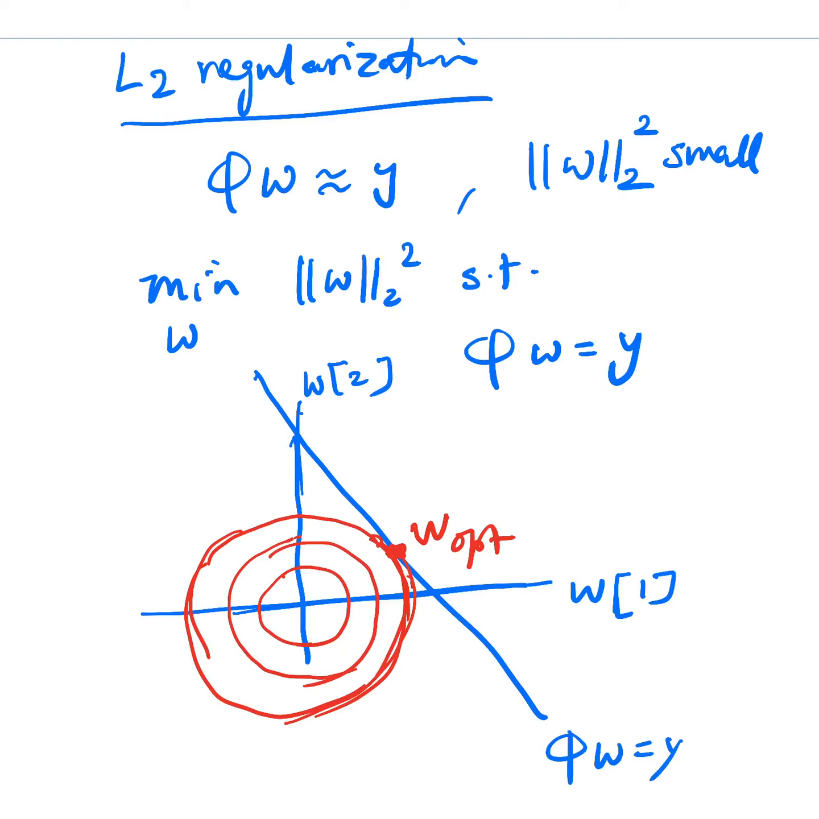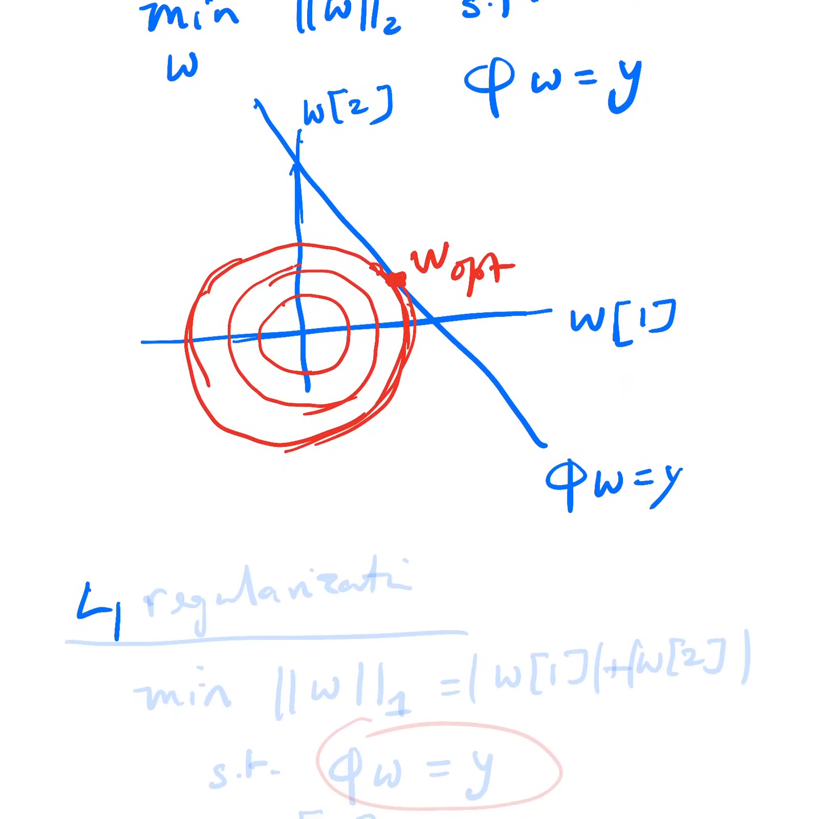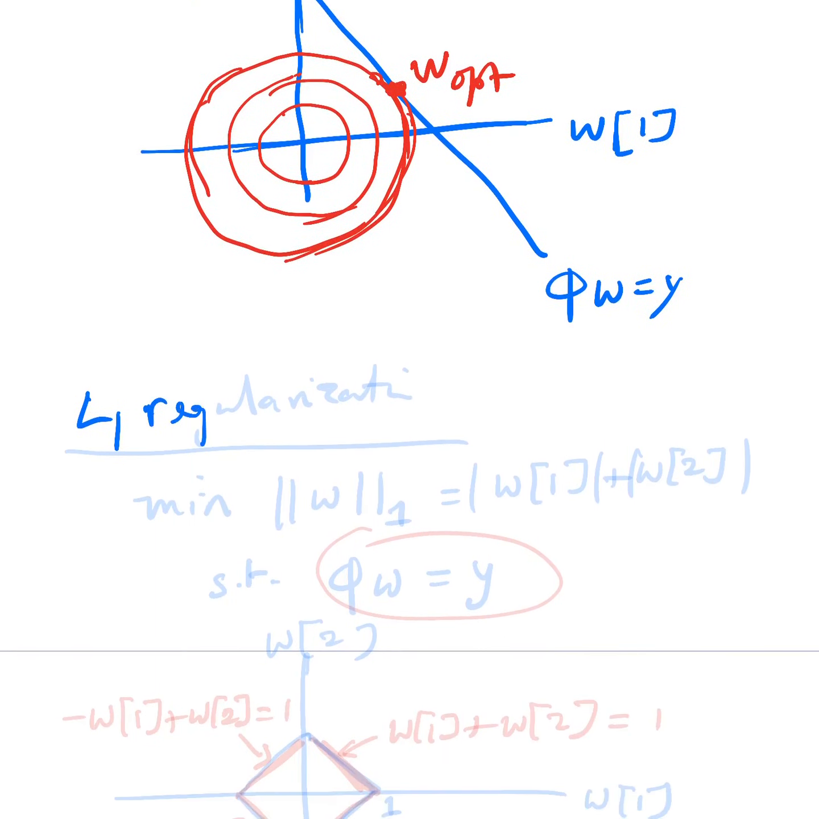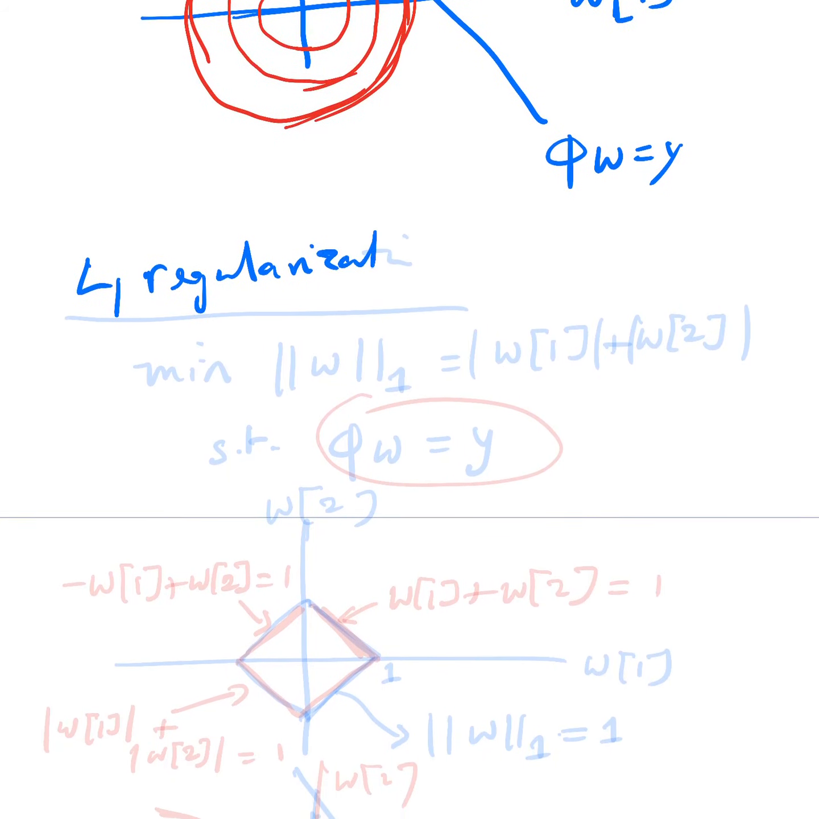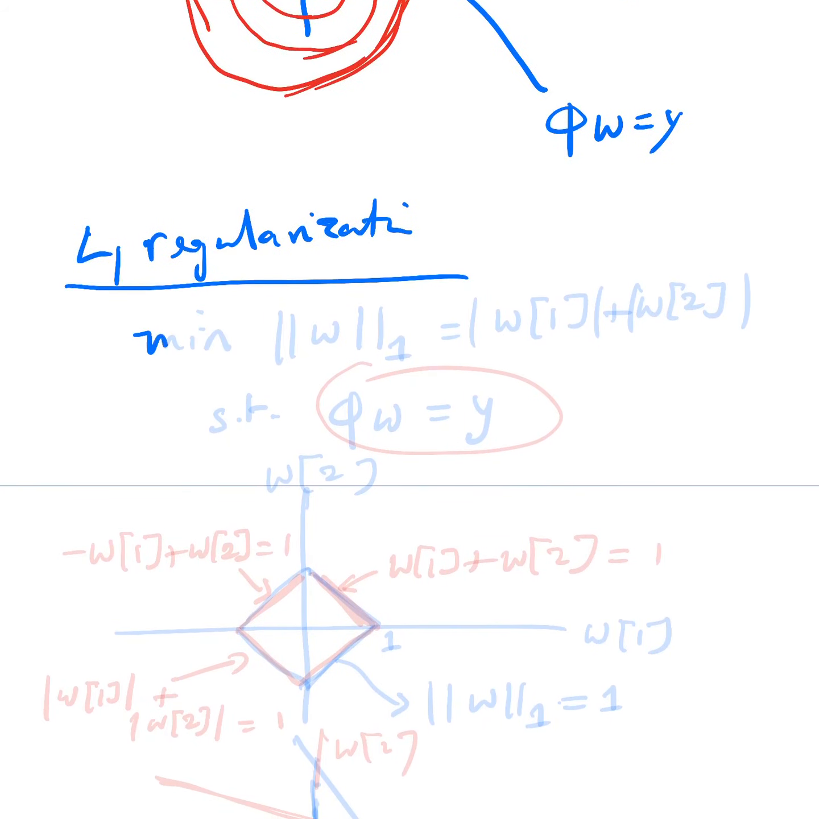Okay. Let me now do the same thing with the L1 norm. With the L1 regularization, I am going to minimize the L1 norm of W, which is of course the sum of the magnitudes of the two components, such that phi of W equals Y, in this formulation.